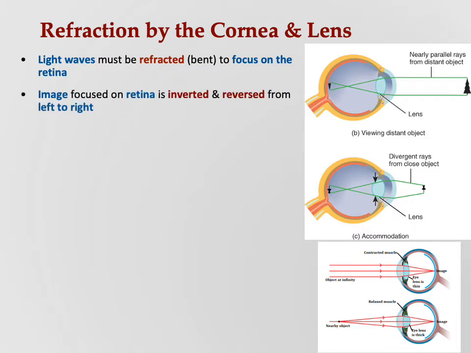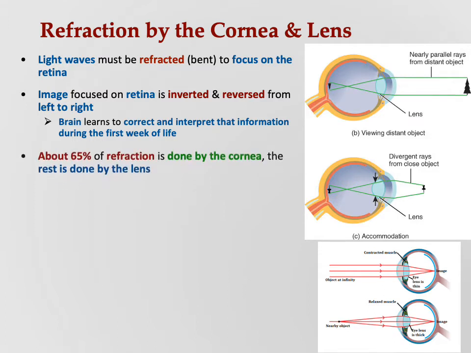Images, by the way, are inverted and reversed, so up is down and down is up and left is right and right is left. But it's okay because your brain knows that, and so it just interprets the information and everything is fine. They say that the brain learns to do that during the first week of life, which is why sometimes babies look confused about where sounds are coming from and so on.